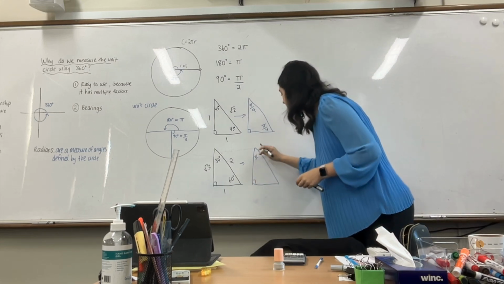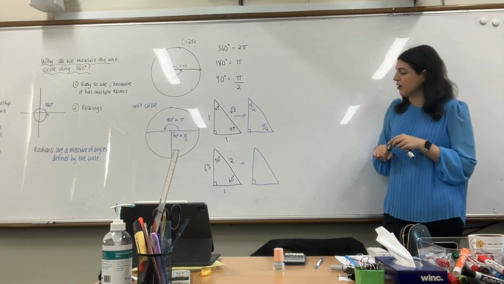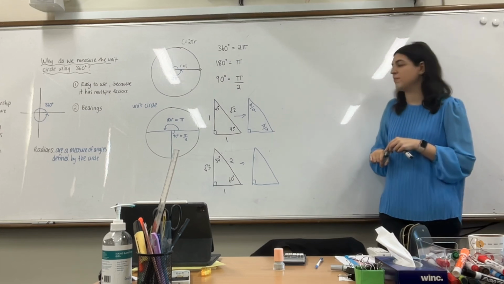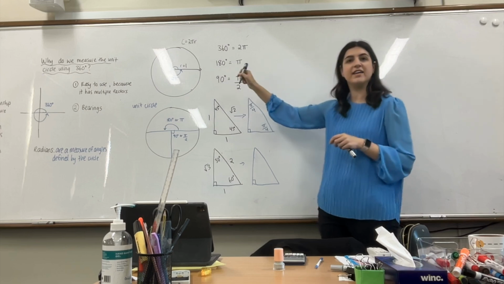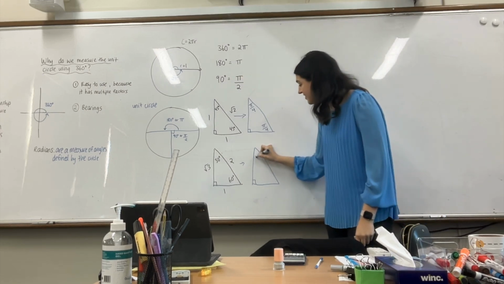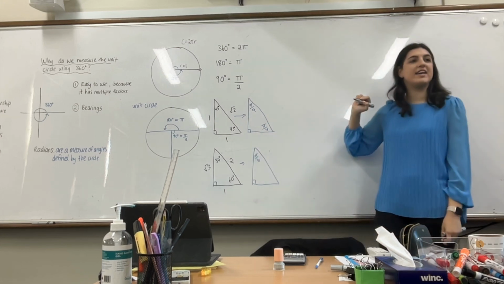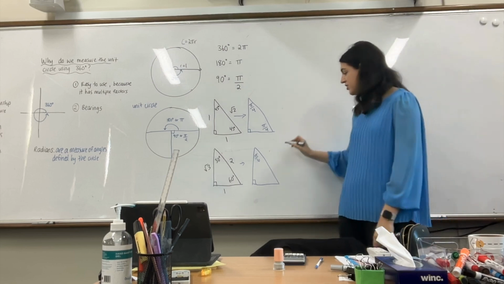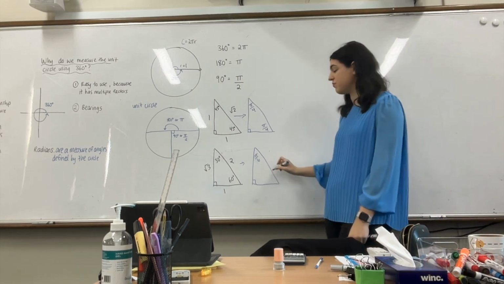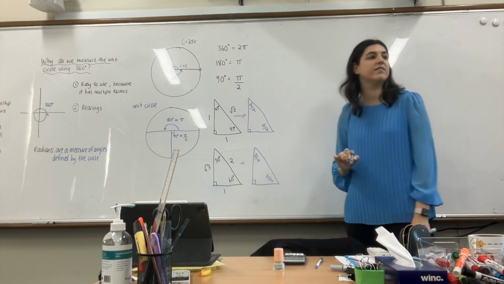Let's go there. Shall we start with 30? How many times does 30 go into 180? Good, so what's the radians going to be? Excellent. 60 goes into 180 how many times? Good, so what's my 60 degrees in radians? Excellent. Pi over 3.